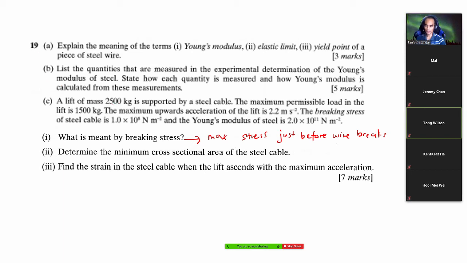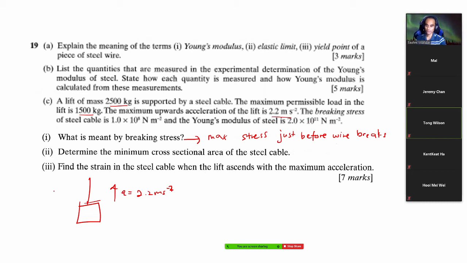We have a lift of mass 2,500 kilograms supported by a steel cable. The maximum permissible load in the lift is 1,500 kilograms. The maximum upwards acceleration of the lift is 2.2 meters per second squared. So we have a lift over here. The breaking stress of this cable is 1.0 times 10 power of 8 Newton per meter squared, and the Young modulus of the steel is 2.0 times 10 power 11 Newton per meter squared.